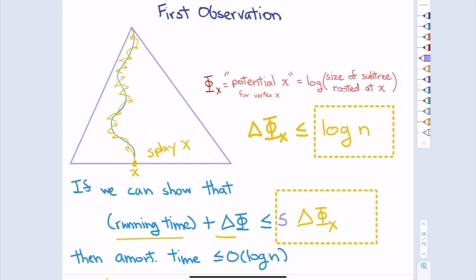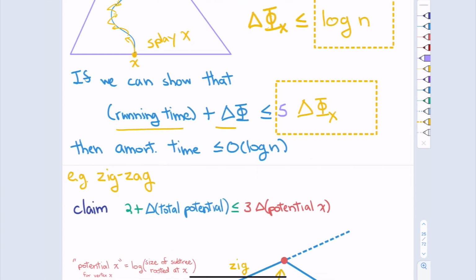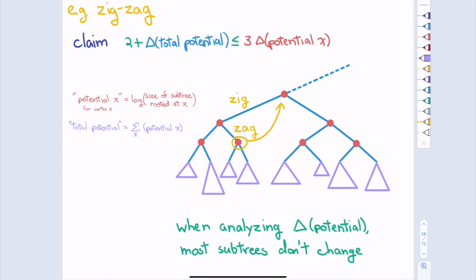So this is still a potential function method. It's not introducing anything technically new, but I think this is quite a bit more clever than anything we've done. All right, so that's one observation. It'll kick in later.